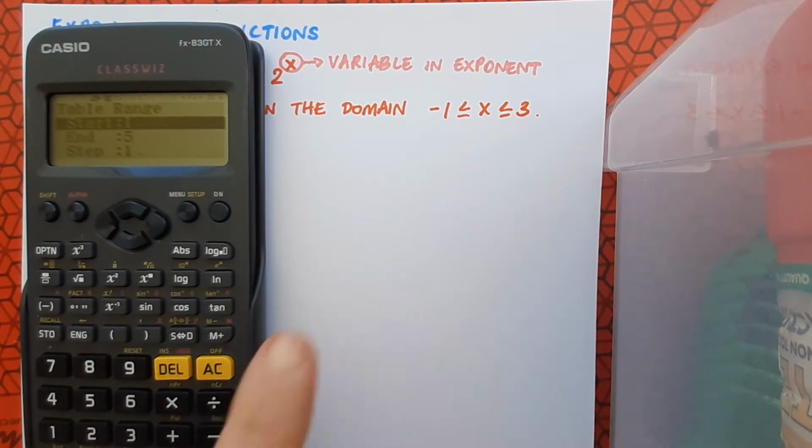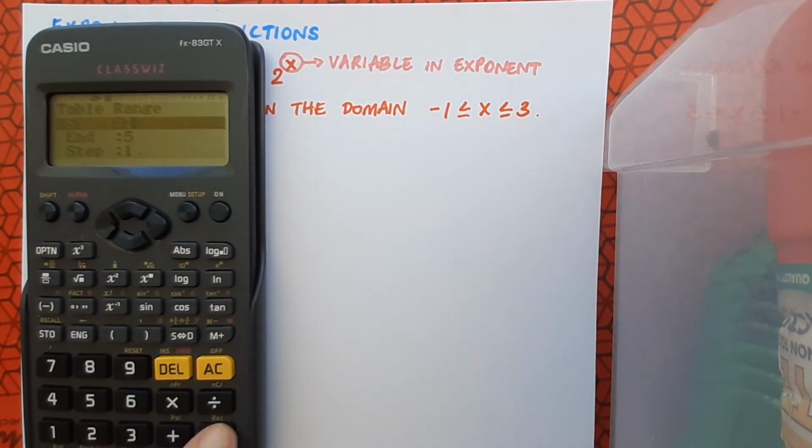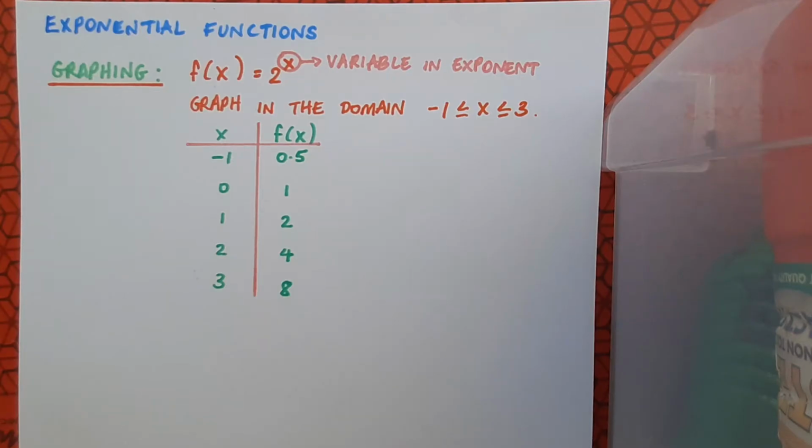I want to start at -1, so I'll put -1 in for my start value and press equals. I want to go as far as 3, I'll press equals, and I'll go up in steps of 1. And again, as normal, I can see my table here. And so these are the values that I'm going to use for my graphing, and I'm going to write these values on the page now. Okay, so I've got my table there replicated from what I would have in my calculator.